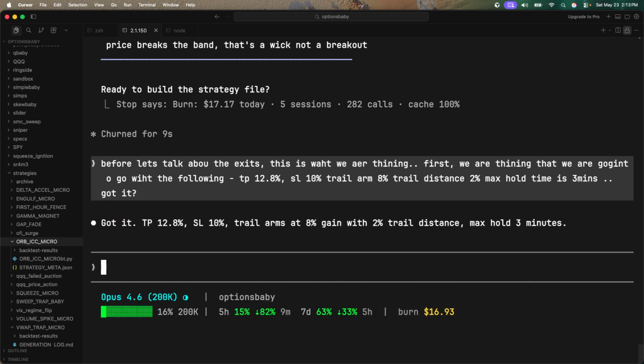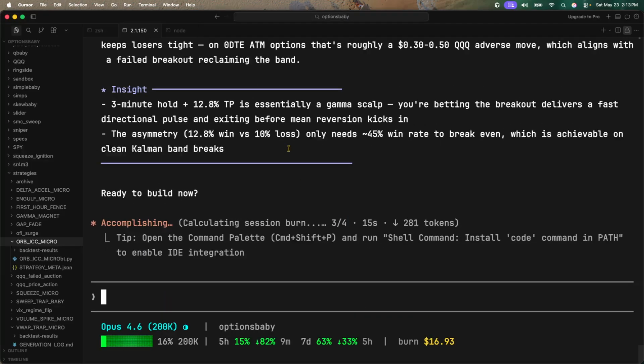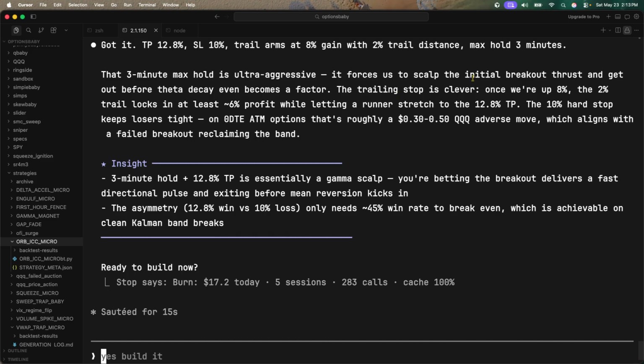Then what we're going to talk about next is our, okay, got it. The 3-minute max hold time is ultra aggressive. It forces us to scalp the initial breakout thrust to get out before Theta decay even becomes a factor. The trailing stop loss is clever. Once we're up 8%, the 2% trail locks in at least 6% of profits while letting runs stretch up to 12.8%. The 10% hard stop loss keeps losers small on 0 DTE. That roughly is $30 to $50 adverse moves, which aligns with the failed breakout reclaiming.